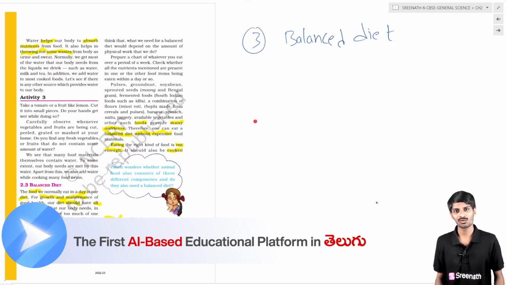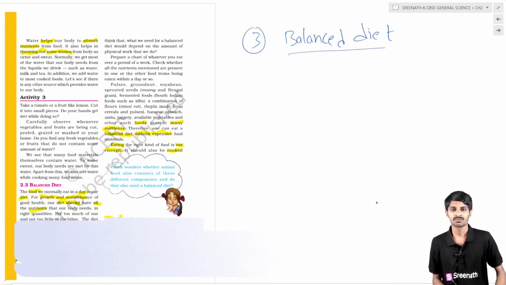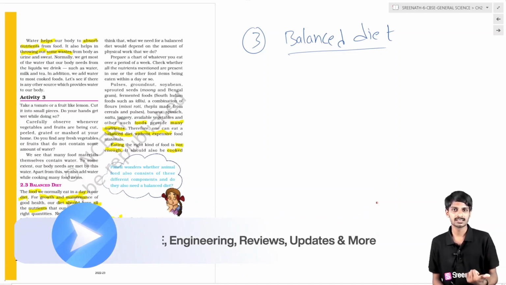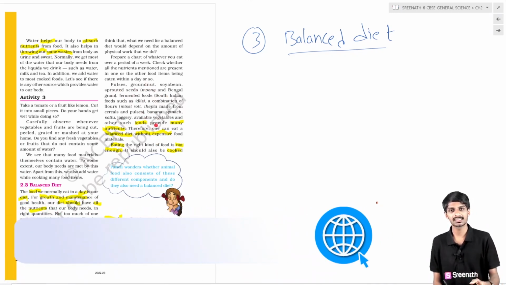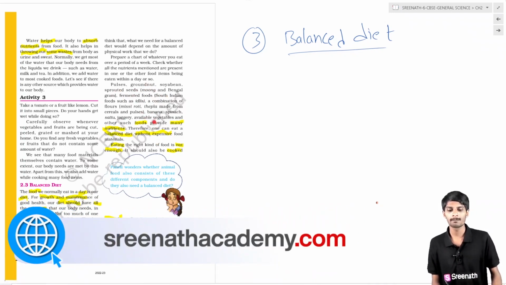After that, we are going to the third topic, that is the balanced diet. If you have all the nutrients, then we call it a balanced diet. By eating pulses, groundnuts, and all these foods, we can get a balanced diet at a cheap cost. So a balanced diet is affordable for poor people also.